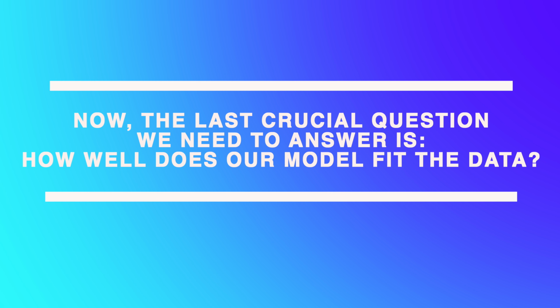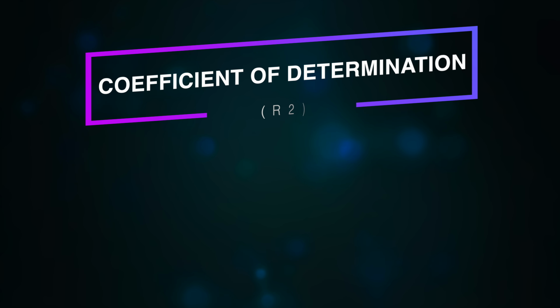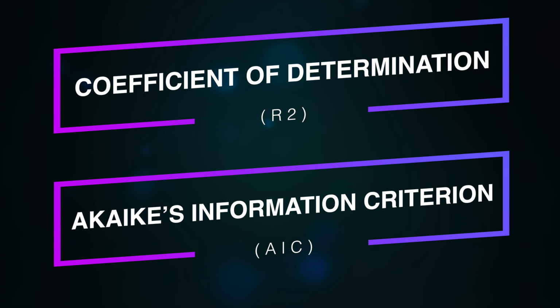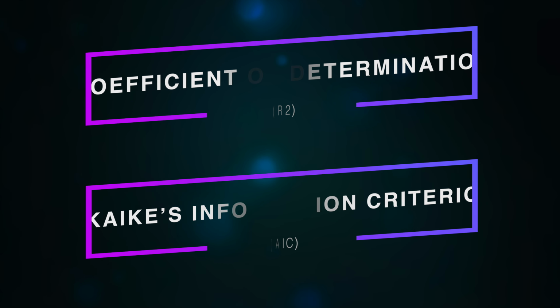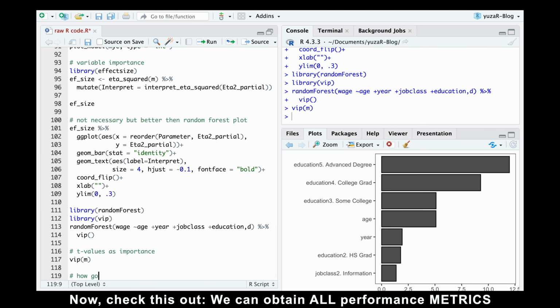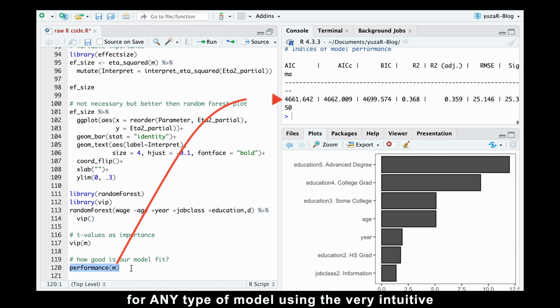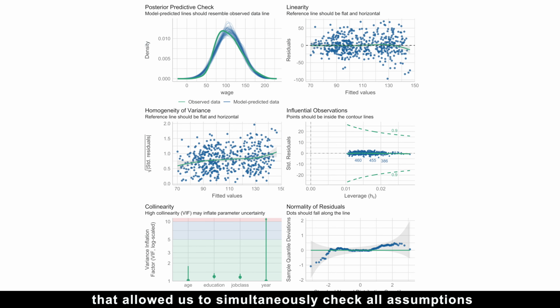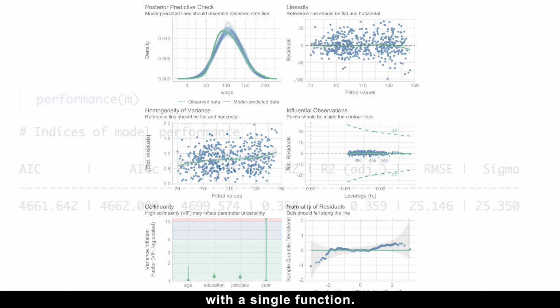Now, the last crucial question we need to answer is: how well does our model fit the data? Your clients will definitely ask you this. Two of the most important and commonly used metrics for assessing goodness of fit are the coefficient of determination, known as R-squared, and the Akaike information criterion, known as AIC. Now, check this out. We can obtain all performance metrics for any type of model using the very intuitive model_performance function from the same performance package that allowed us to simultaneously check all assumptions with a single function.